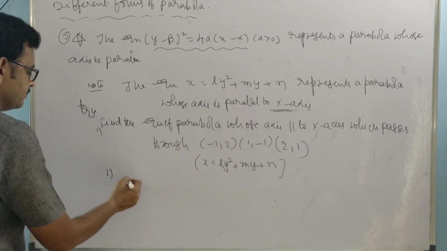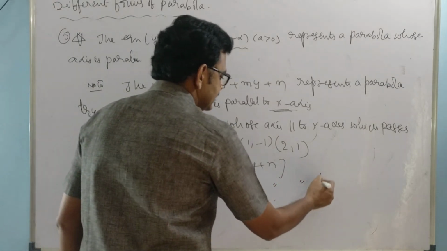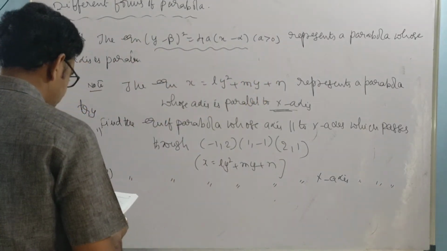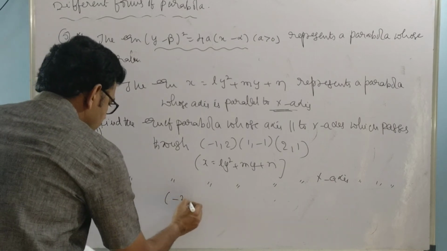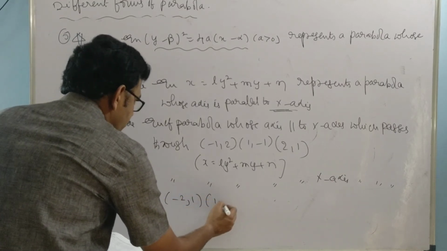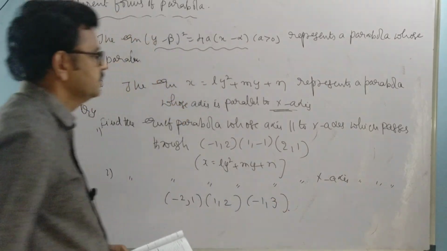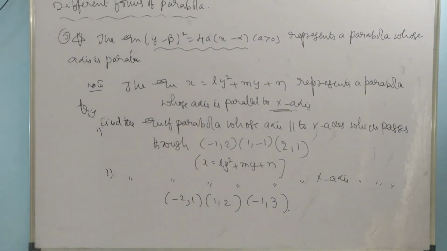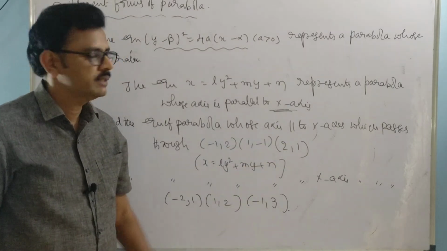Next, the second one: find the equation of parabola whose axis is parallel to the same x-axis which passes through the points minus 2, 1 and 1, 2 and minus 1, 3. So this is also the same model. So solve these equations.